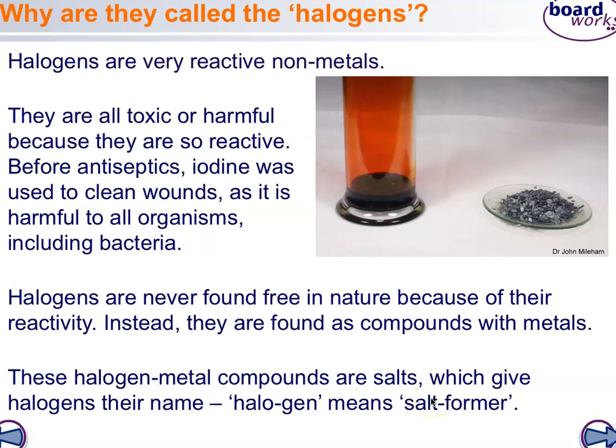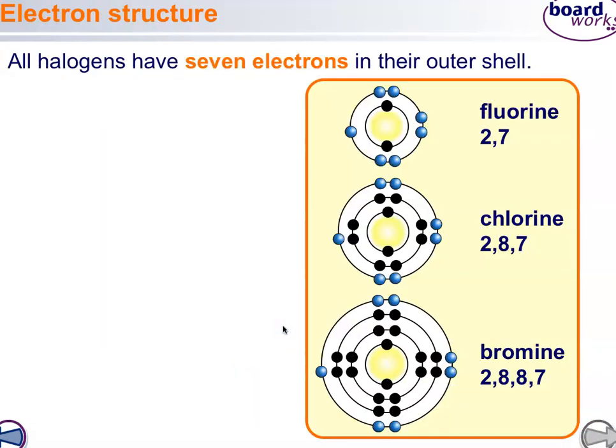And so because the halogens, or the group 7 elements, react with metals to form salts, we call them halogens. Pay attention to the answer to this, because you may be asked in exams to explain why the group 7 elements are called halogens. Okay, now let's look at their electronic structure.